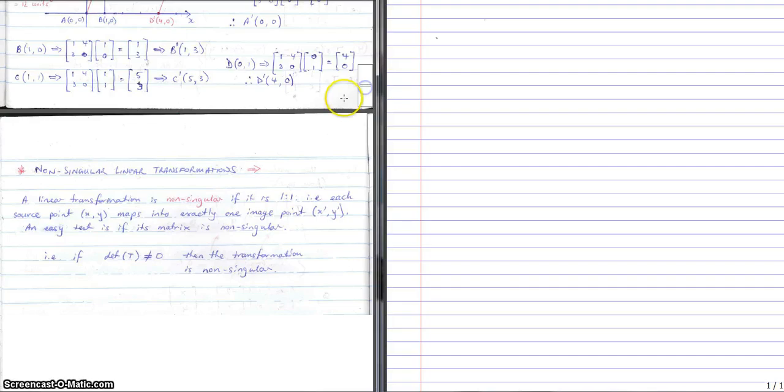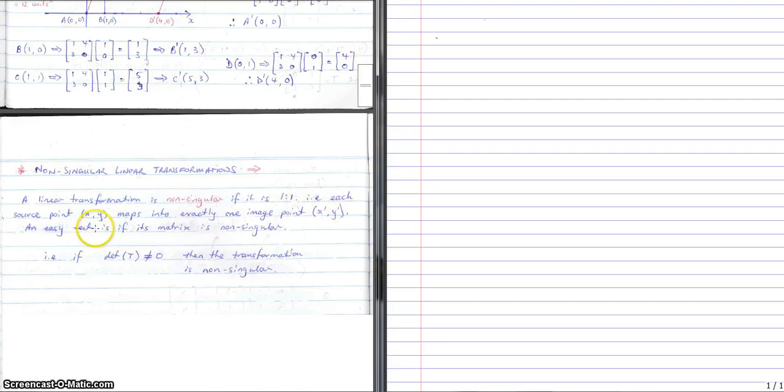Okay, let's have a look at the next part here, just briefly. We looked previously at non-singular matrices. Similarly, we can have non-singular linear transformations. Basically, what that means is a linear transformation is non-singular if it is one-to-one, which means that each of the original points, its source point, maps into exactly one image point. So each original point will map into exactly one image point.